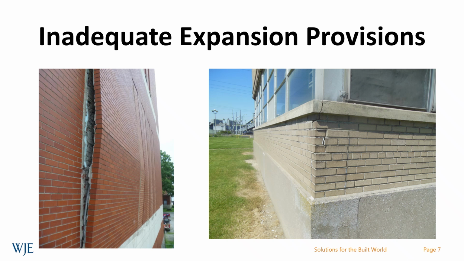This slide shows two examples of inadequate expansion provisions. The image on the left is unaccommodated vertical expansion resulting in displacement, likely also contributed to by the lack or loss of lateral anchorage. And the image on the right is lack of horizontal expansion provisions resulting in cracking near corners at intersecting walls.